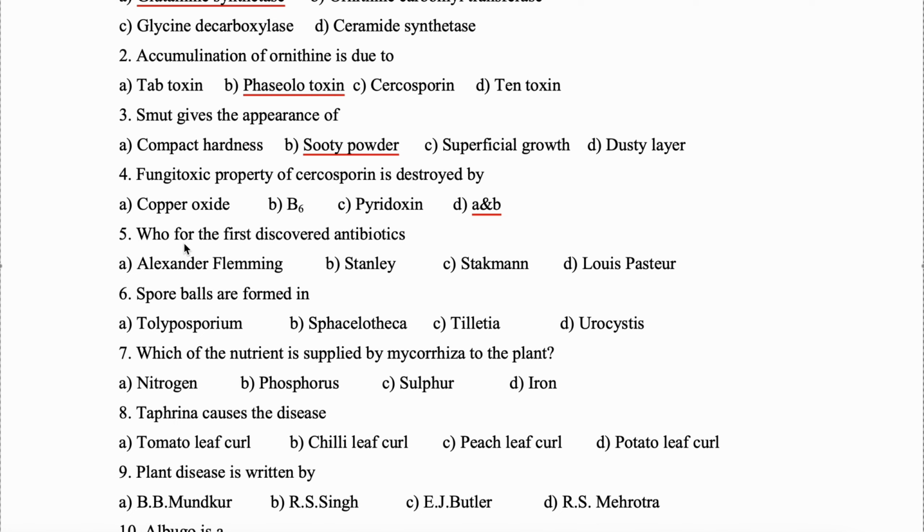Question 5. Who for the first time discovered antibiotics? I think this we know. It is Alexander Fleming for penicillin. Question 6. Spore balls are formed in, it will be Tolyposporium.